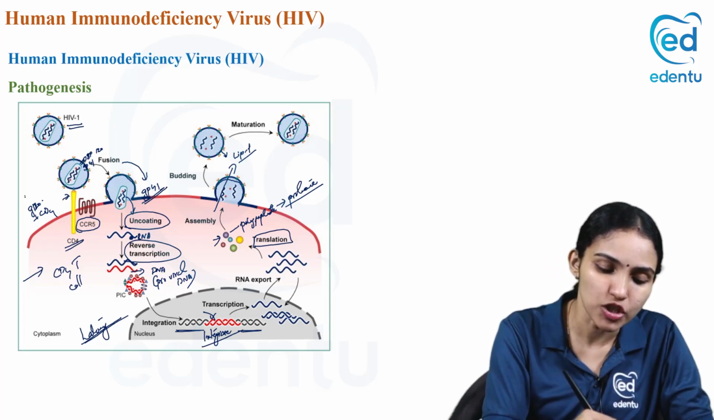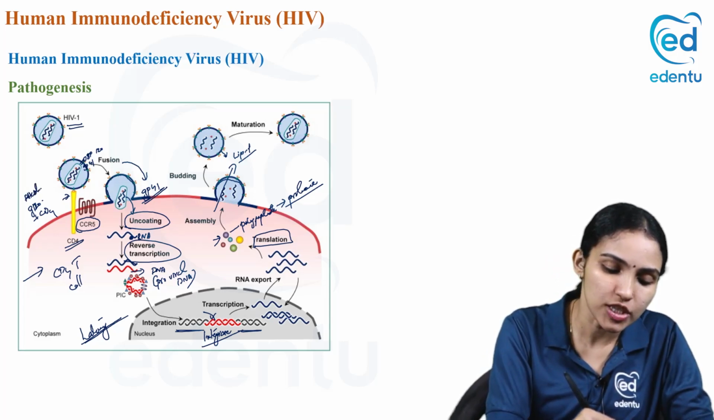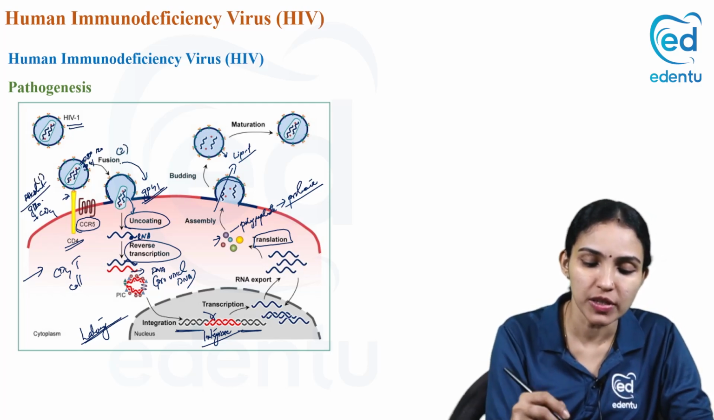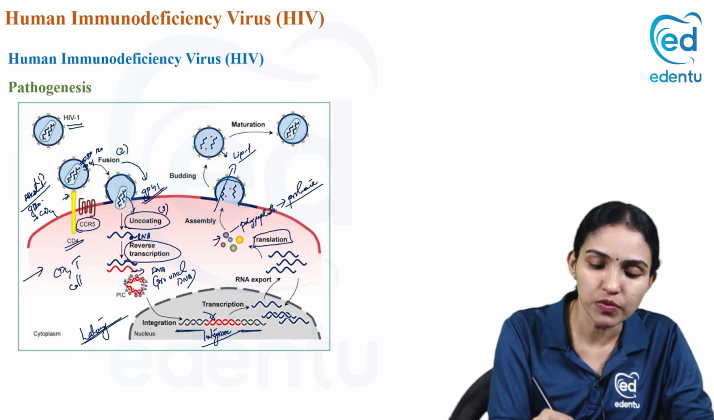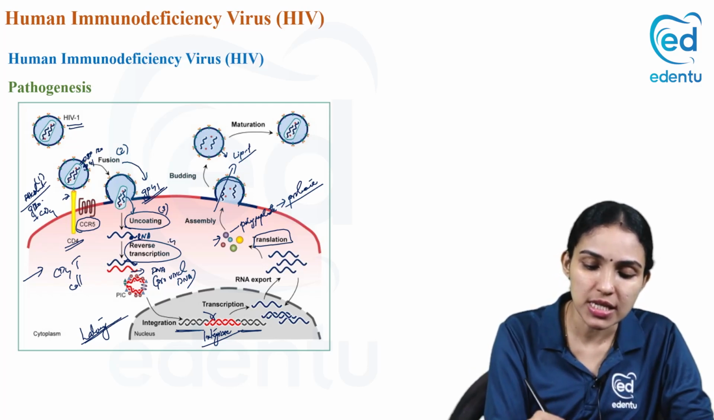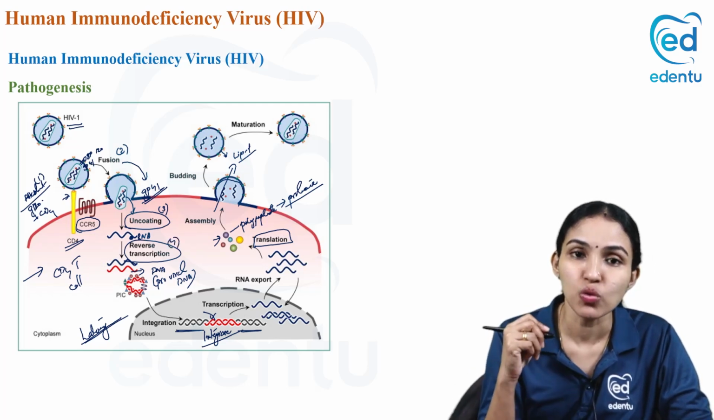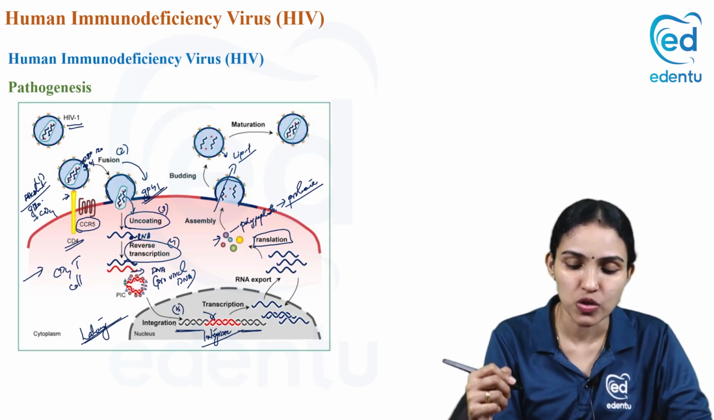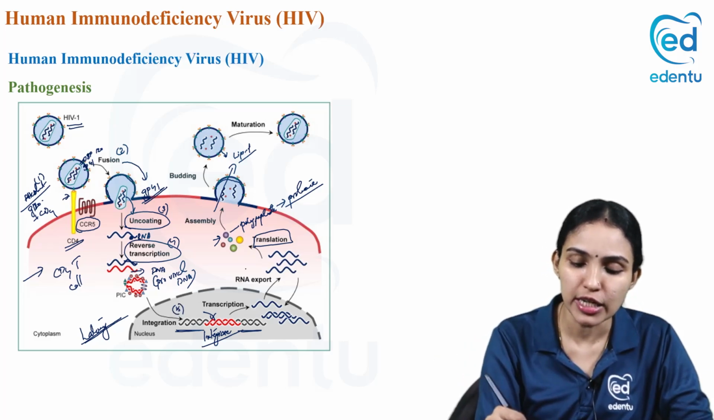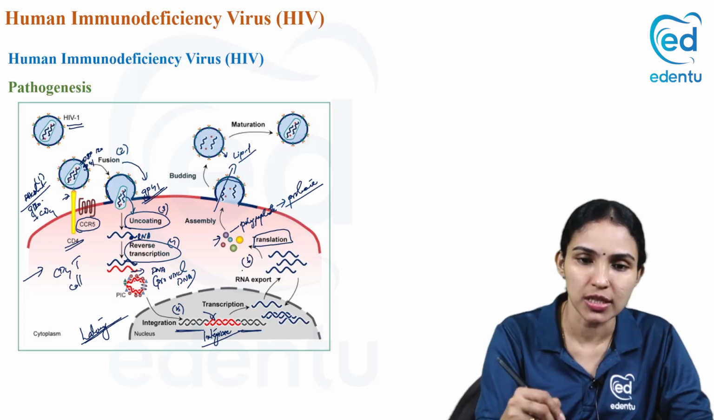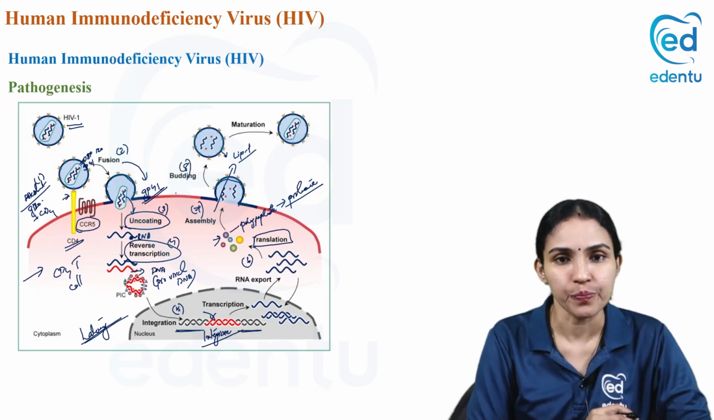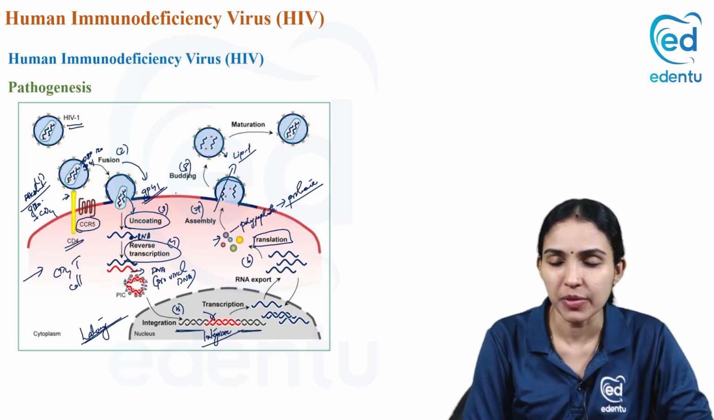The first thing is attachment, GP120 to CD4. Next thing is fusion by GP41. Next comes the uncoating, where the nucleic acid comes out. Next is the reverse transcription, where it makes the proviral DNA. Next is integration, where it integrates into the host cell chromosome. And then later on, it can lead to transcription and translation, forming the viral proteins. Finally, the viral proteins get assembled and are released from the cell. So these are the steps in pathogenesis.